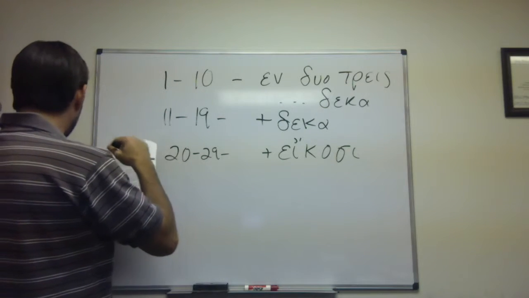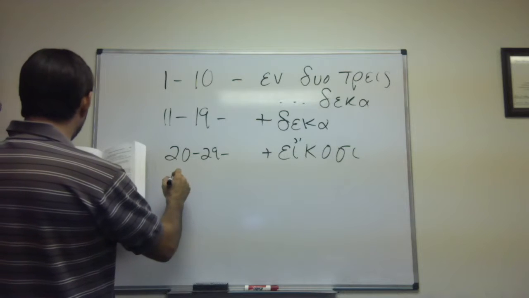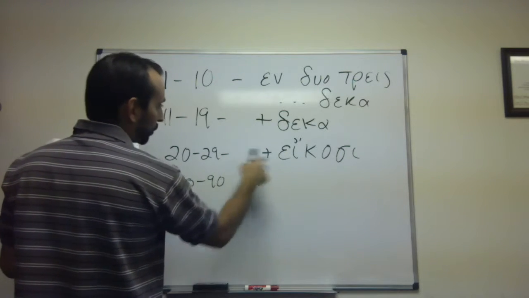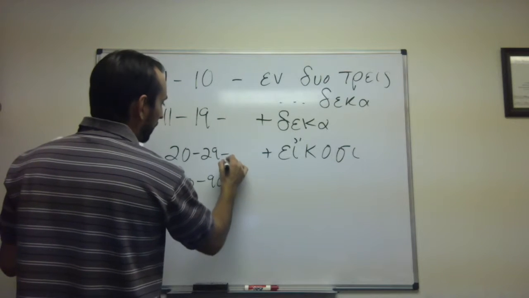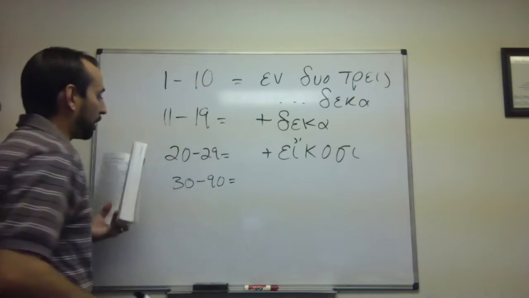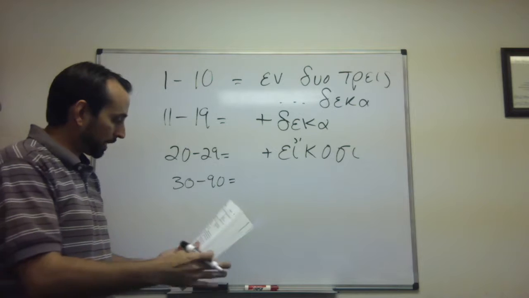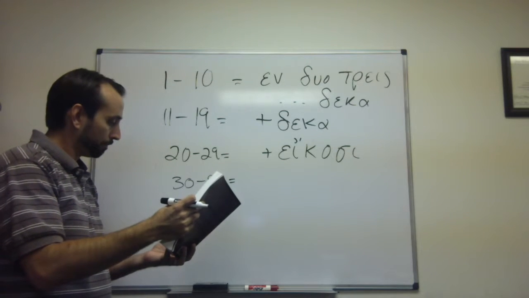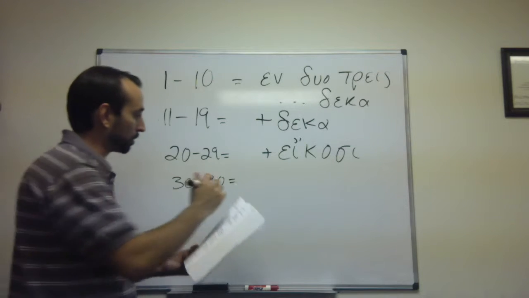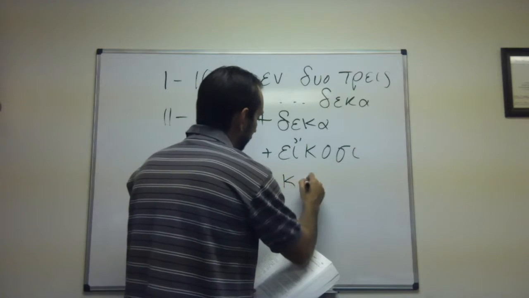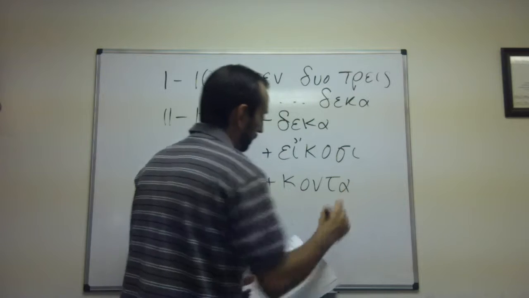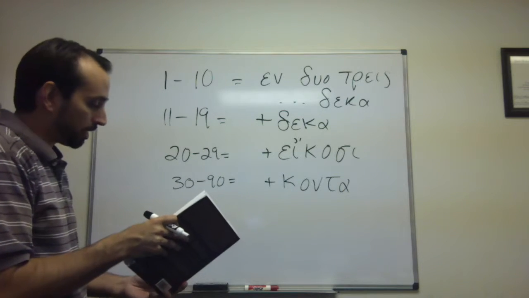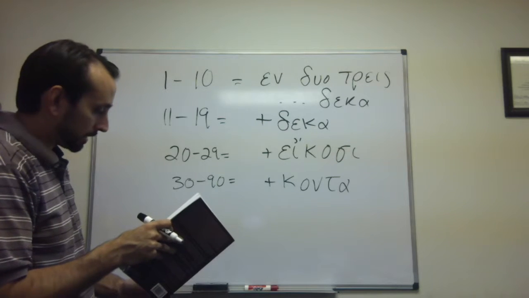Now, everything from what they call the 30 to 90 base. 20 has its own unique word. But if I want to say any number from 30 to 90, I'm going to use the 10 interval, which is canta. Canta. And he gives that to you there as well. So anything in the 10 interval is going to be canta.